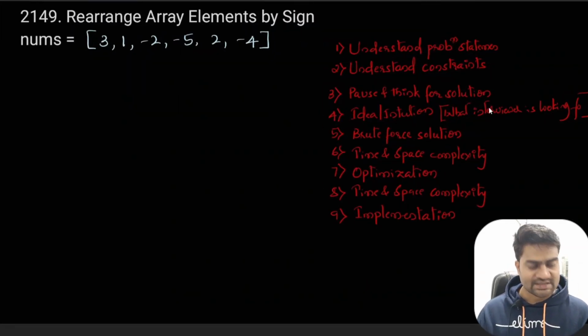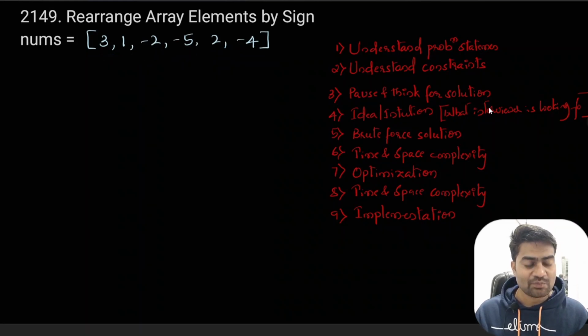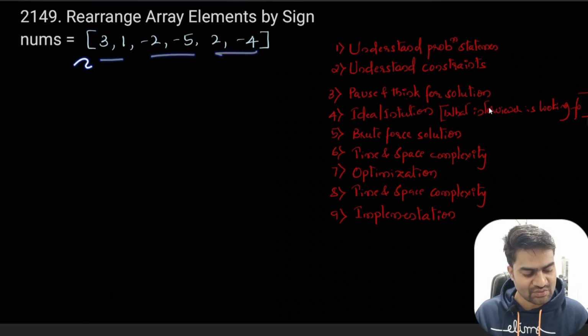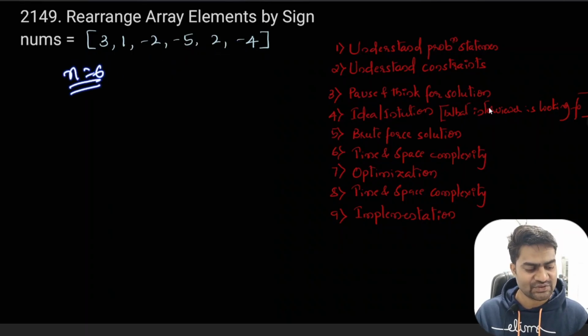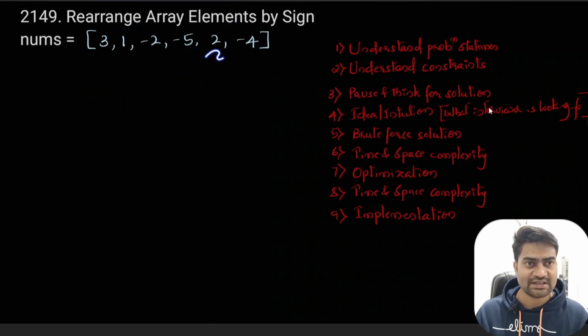Now let us try to understand this problem. They have given this particular nums array. It contains numbers which are positive and numbers which are negative. The length of this array is even. If you see, the length of this array is 6, so n will be 6 here. And n by 2 is equal to 3, so there will be 3 positive numbers and 3 negative numbers in the array. If you see, this is positive, this is positive, and this is negative, this is negative, this is negative. So there are exactly 3 positive numbers and 3 negative numbers.